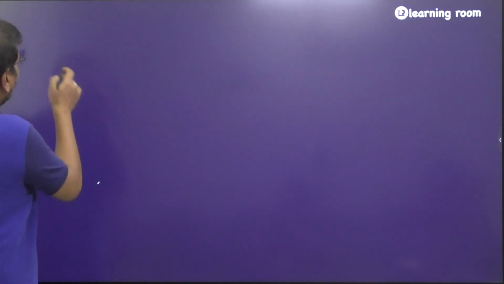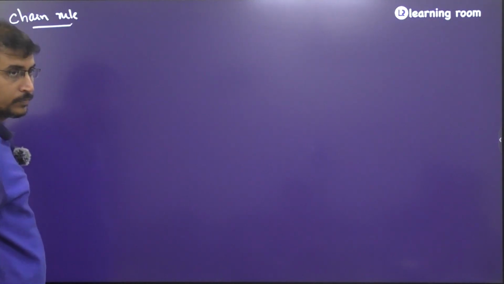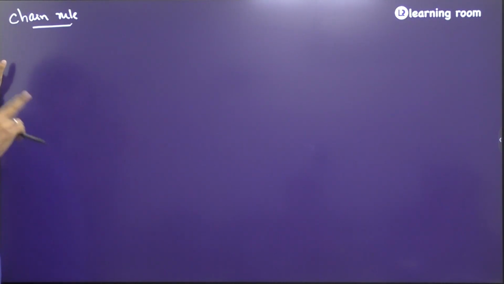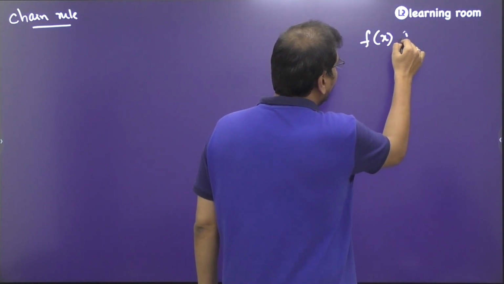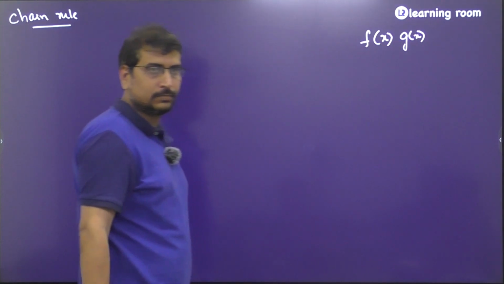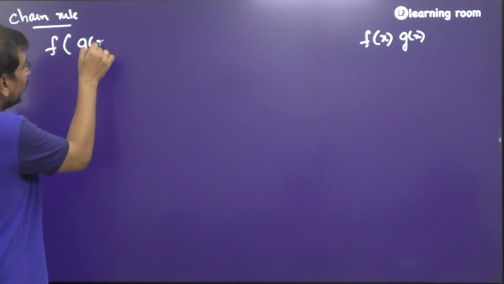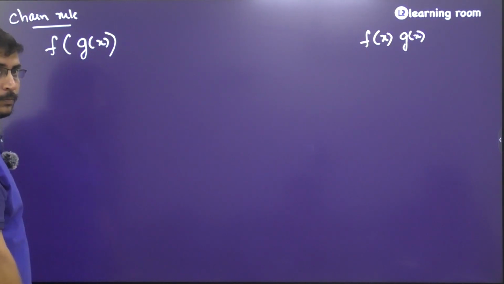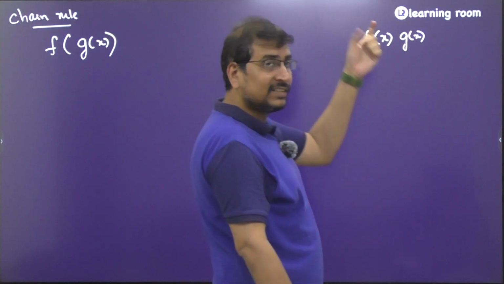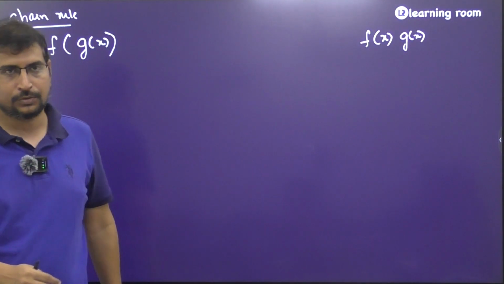There is another rule called chain rule, which looks similar to product rule, but it's not. So product rule is defined when a function is multiplied with another function. Whereas chain rule is used when a function is used within another function. Are you able to understand the difference between both? So here, f of x is a function, g of x is a function, f of x into g of x is the product of two functions.